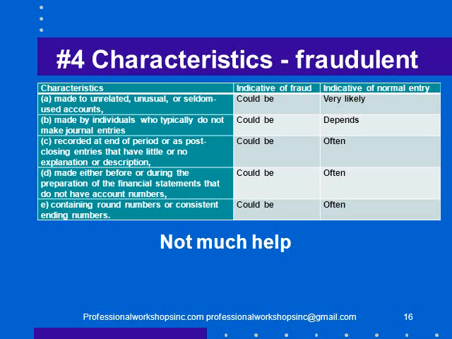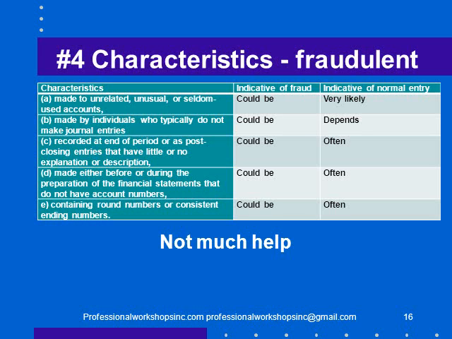And unfortunately, this is not much help because while these items that are described in this section could be indicative of fraudulent entries, they also could be indicative of a normal entry. Probably most of them are more likely to be normal than to be fraudulent. So made to unrelated, unusual, or seldom used accounts, well, that could be fraud, but the monthly journal entry for depreciation is going to go to a seldom used account, depreciation expense, only used 12 times a year.